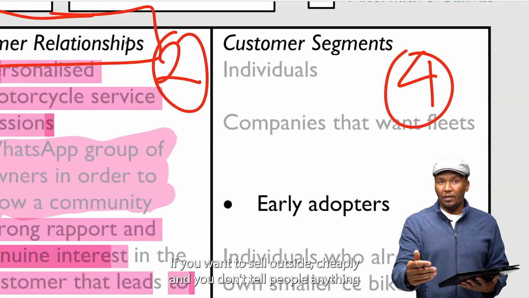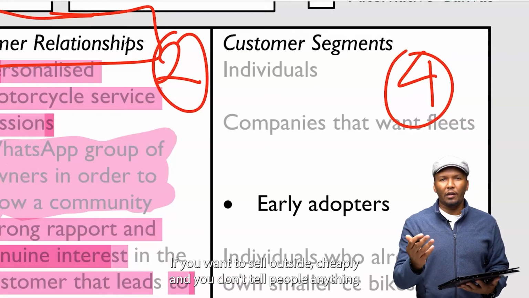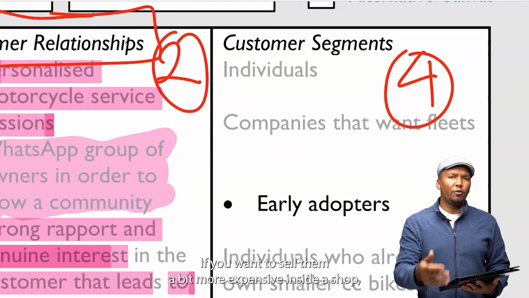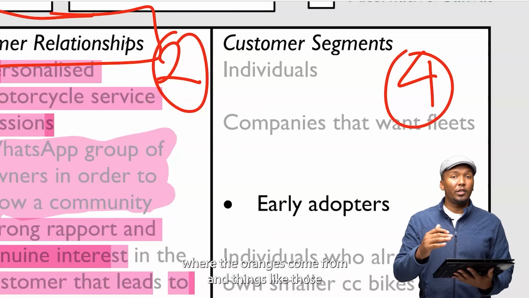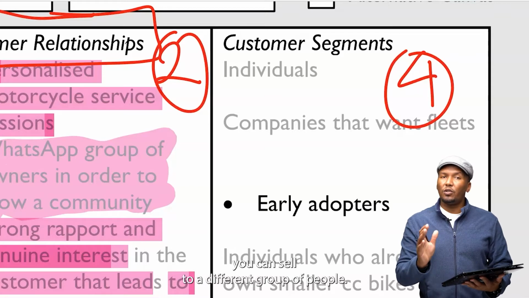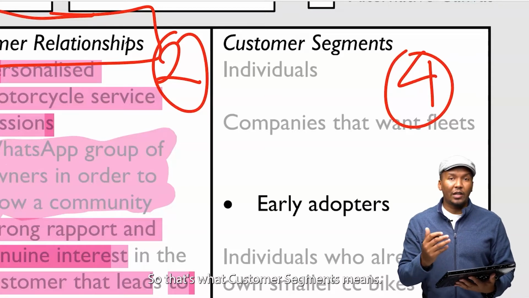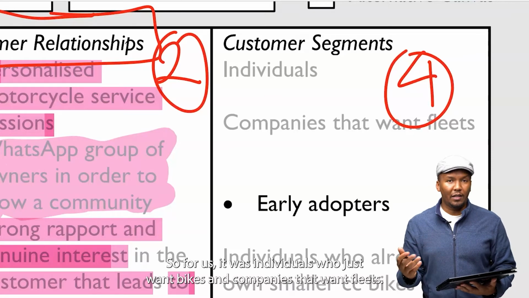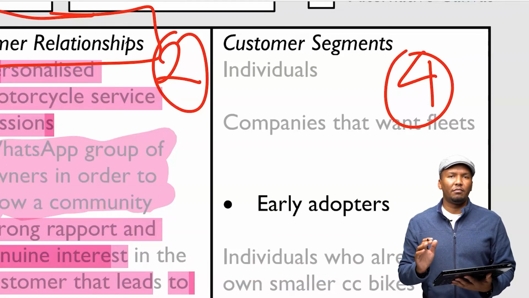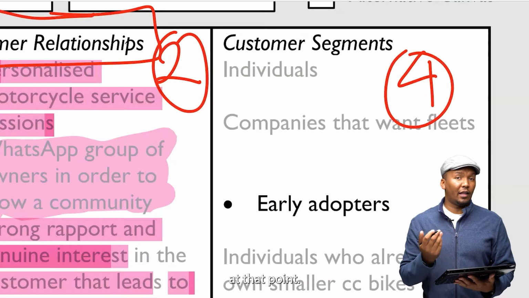If you want to sell outside cheaply and you don't tell people anything about the oranges, there are people who will buy. If you want to sell them a bit more expensive inside a shop and you tell people where the oranges come from and things like those, you can sell to a different group of people. So that's what customer segments means. For us, it was individuals who just want bikes and companies that want fleets. We didn't define it very specifically at that point.